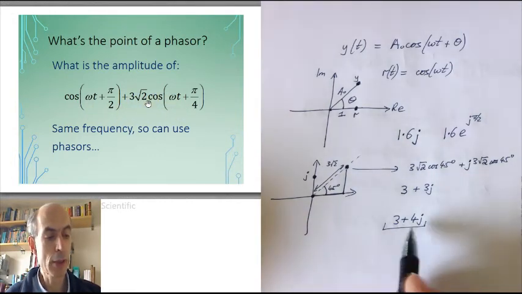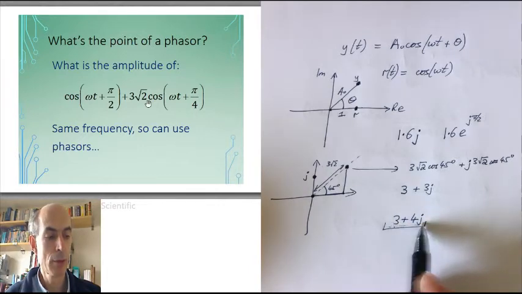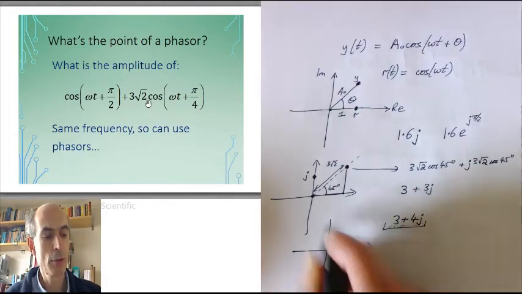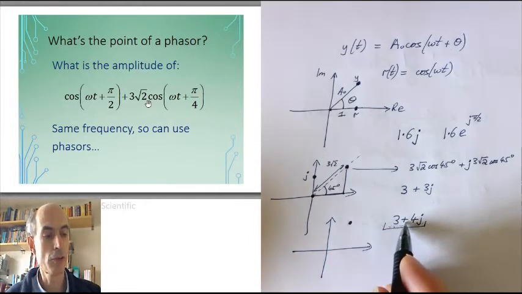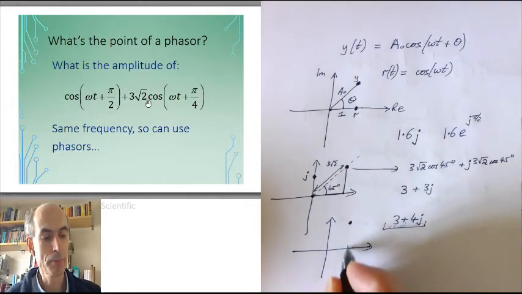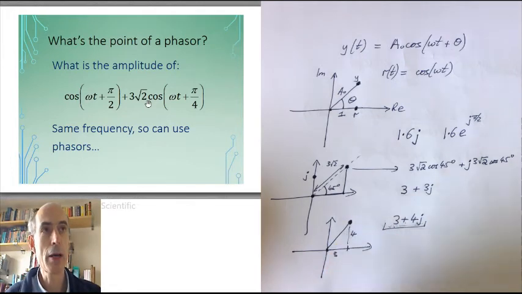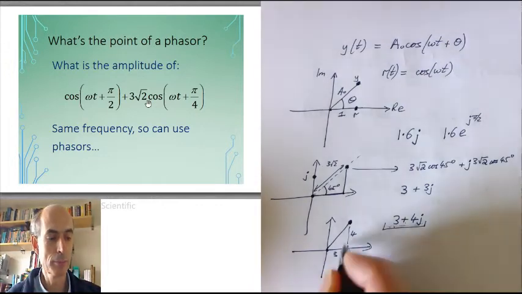If I want to work out what cosine wave is represented by this phasor, I need to work out the magnitude and the phase of this phasor. Well, Argand diagram to the rescue again. If I do this and note that that is where my resultant phasor would be on the Argand diagram, it has a real component of 3 and an imaginary component of 4, then it's going to be at that point there.